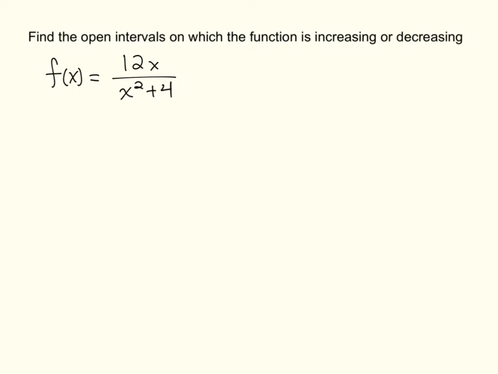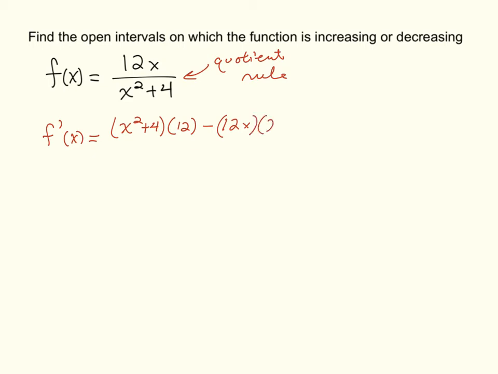The derivative of this function, if we want to find it, we will have to use the quotient rule. So that tells us that f prime of x will be equal to the denominator times the derivative of the numerator, and to that we are going to subtract the numerator times the derivative of the denominator, all over the denominator squared.